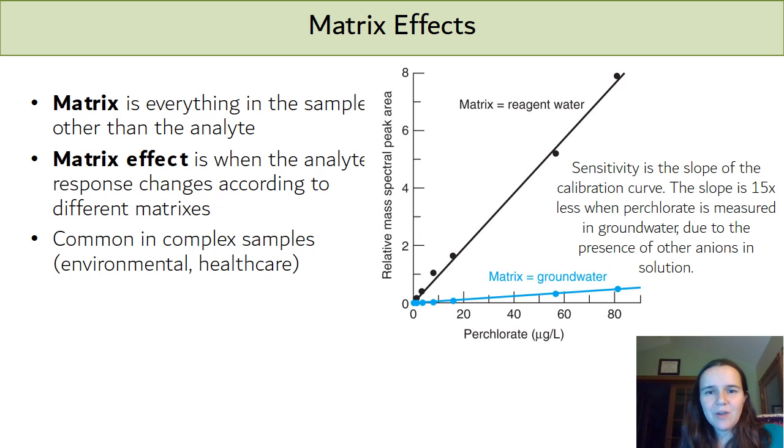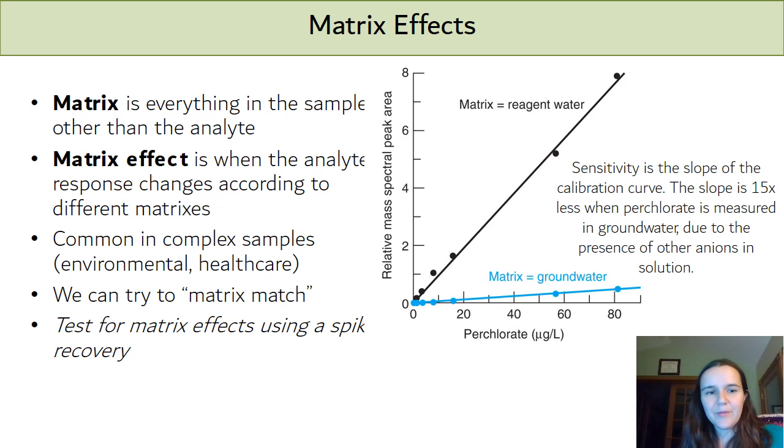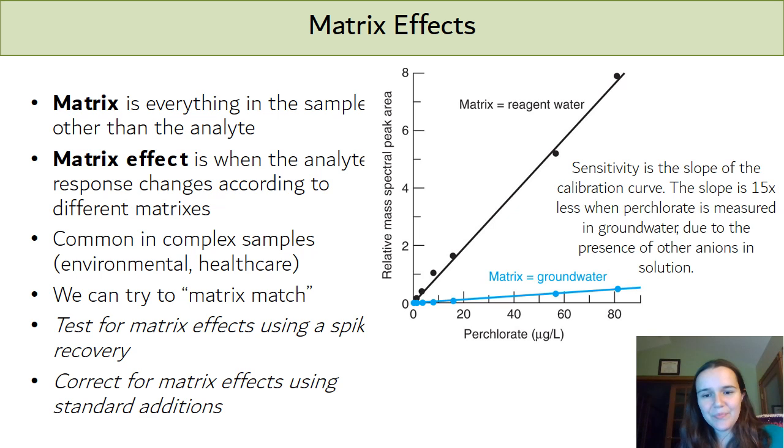This example right here is groundwater. That's an environmental sample. Healthcare samples are also usually very complex. Think about blood and all of the components thereof, and you're going to be pretty likely to encounter matrix effects. One thing that we can try to do is to matrix match. That means to make your standards in a solution that has the same composition as your analytes. And in future videos, you can learn about using spike recovery to test for matrix effects, see if you actually have them. And also you can learn about standard additions, which is a method to correct for matrix effects. But hold on to your ambitiousness to learn those topics until after you've learned the rest of this.